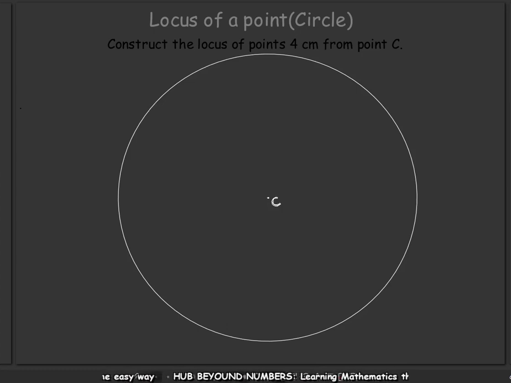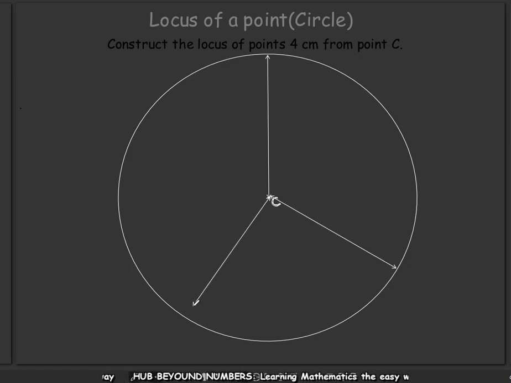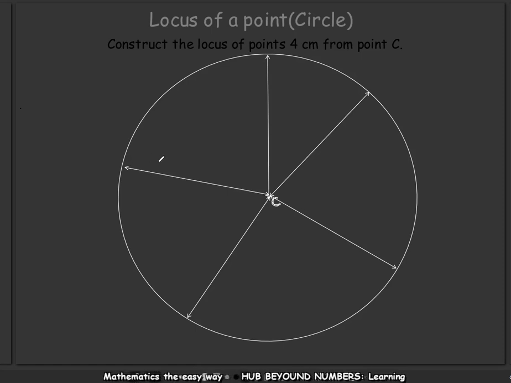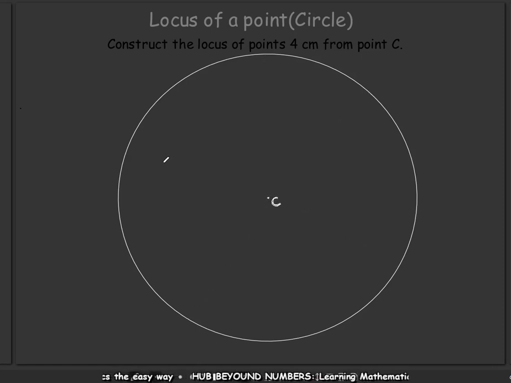All the distance away from the point is 4 centimeters. From the point to any point at all is 4 centimeters. That is what we are saying is the locus of points equidistant from a fixed point, being a circle. So that is that. Now let's look at another locus construction.